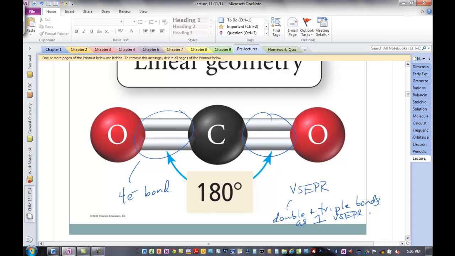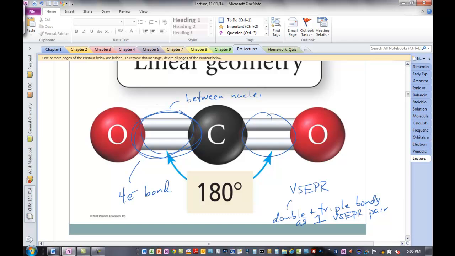VSEPR pair. Okay? And the reason why we do that is even though a double bond is going to occupy a little bit more space than a single bond because it's more electrons, it's going to be focused in that same region of space between the nuclei for the most part. We'll talk more later about double bonds at the end of this chapter. But for the most part, it's going to be occupying roughly the same region of space as a single bond. So we're going to count it kind of as if it were just a single bond for VSEPR.